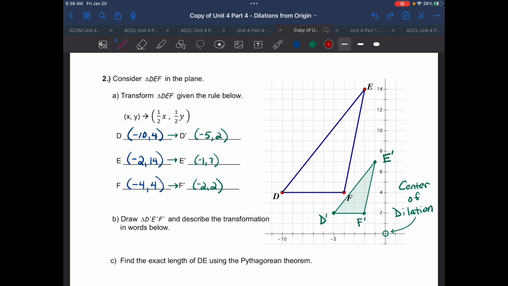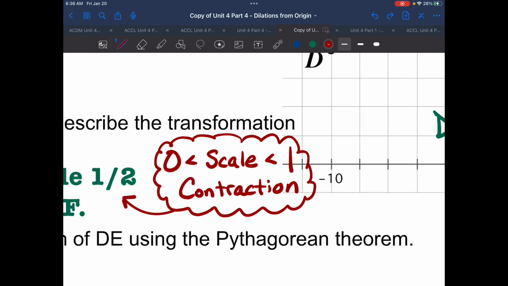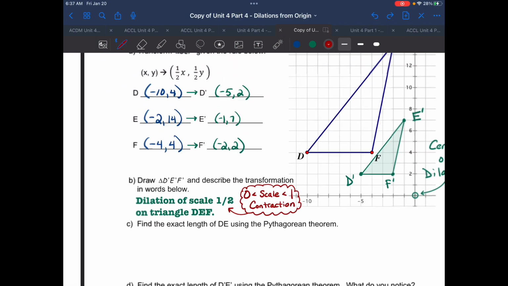All right, so we literally divide each of the coordinates by 2, and we get our new diagram over here. If you notice, the scale factor is 1/2. So that is a number that is less than 1, right? It's a fraction, so it's less than 1. It's going to contract our figure, right? So I want you to write this down as well. So it's a dilation of scale 1/2 on triangle DEF, but since the scale is between 0 and 1, think about it, those are small numbers, right? Numbers like 1/2 or 2/3 or 0.6, right? So those would be small scale factors. Those would contract or shrink the figure.